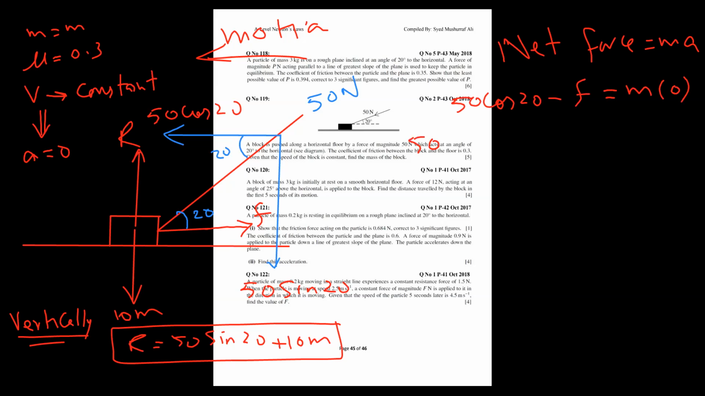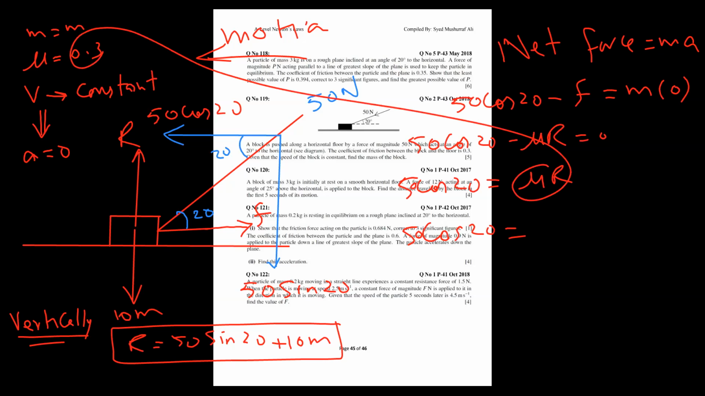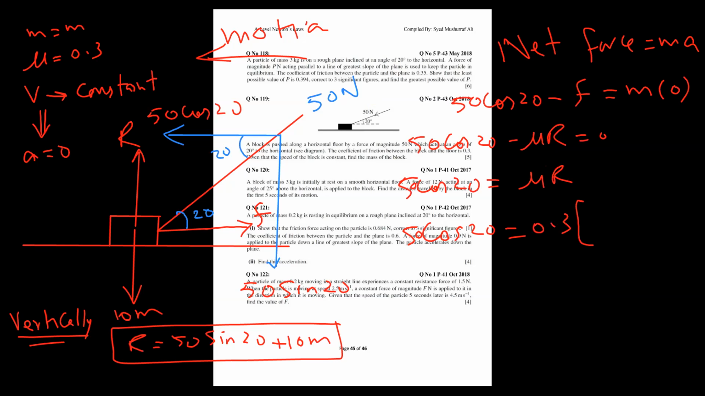Okay, 50 cos 20, and the friction formula is mu R, all of you know, equals 0. Okay, mu R I take to the other side, so mu R is positive. 50 cos 20, sorry, 50, not 5. 50 cos 20 equals mu times R. The mu value given is 0.3. I put it here, 0.3. And the R value in brackets will come here: 50 sine 20 plus 10m. Now 50 cos 20. This 0.3 comes to the left side to divide, so I get 50 cos 20 divided by 0.3 equals 50 sine 20 plus 10m.